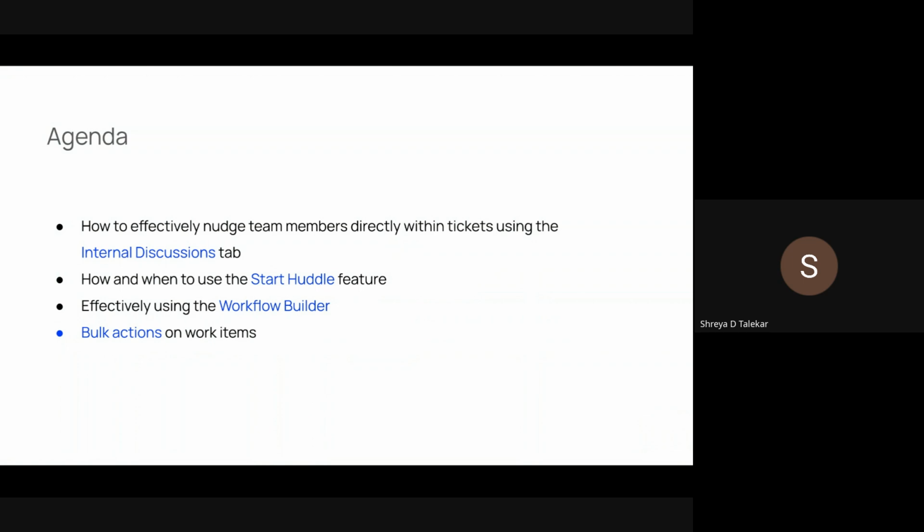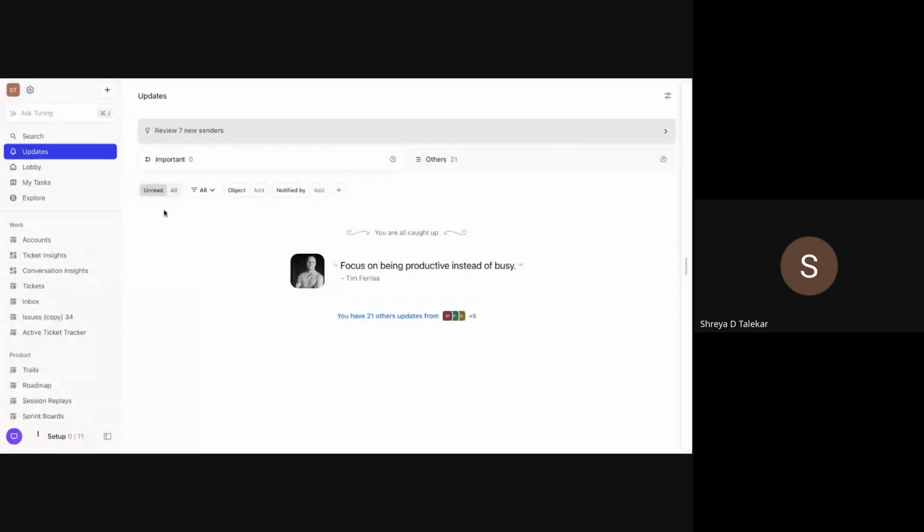So let's begin with the first one. That is how you can nudge the internal team members in the internal discussion tab. For that, let's navigate to the DevRev platform and pull up a ticket.